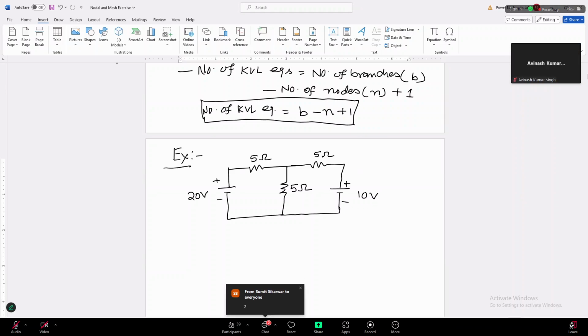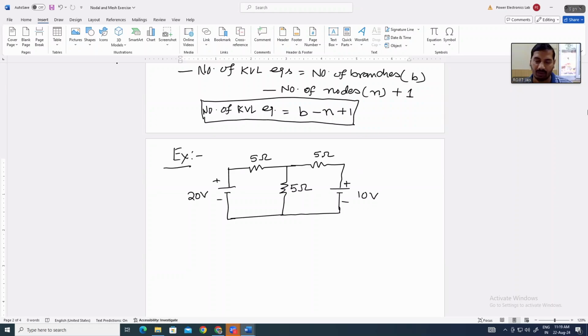So what do we have to do? First step is to identify the number of meshes. Then we have to make the direction of loop currents clockwise in both loops. This is loop 1, this is loop 2. The current we have assumed here is I1, and here we have assumed I2. Then what do we have to do now?